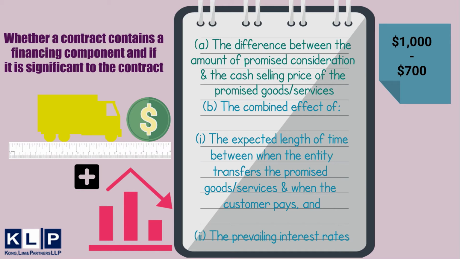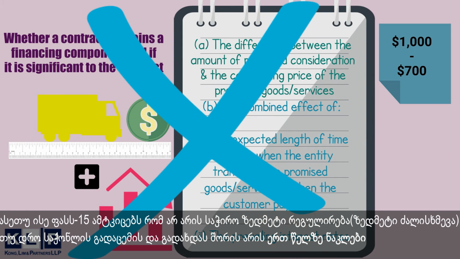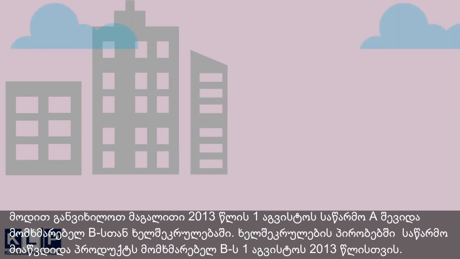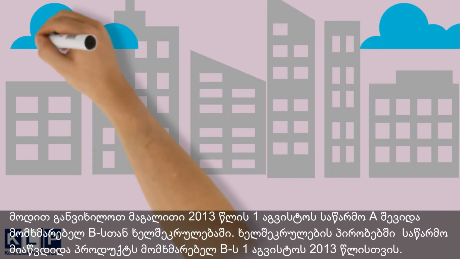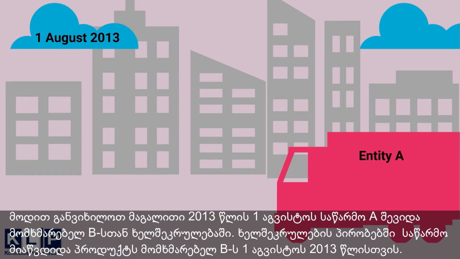However, IFRS 15 states that no adjustment is required if the time between the transfer and payment is 1 year or less. Let's look at an example. On the 1st of August 2013, Entity A enters into a contract with customer B.